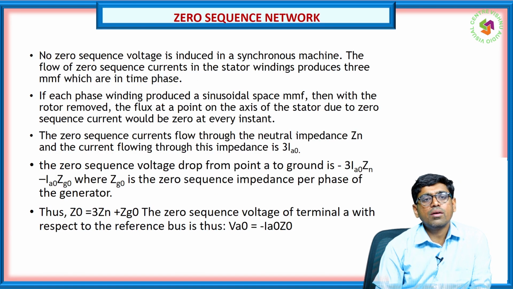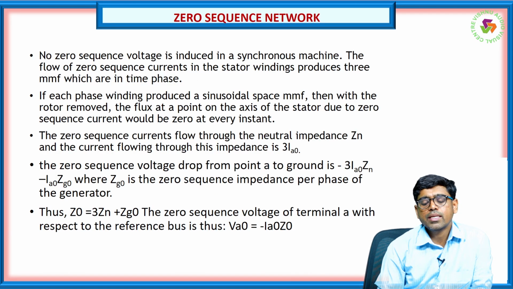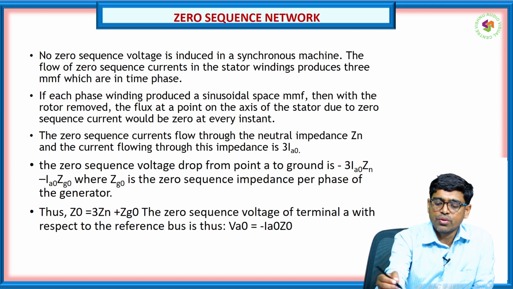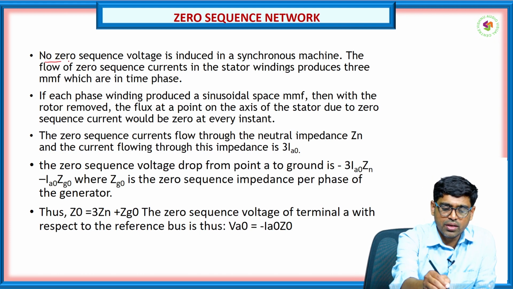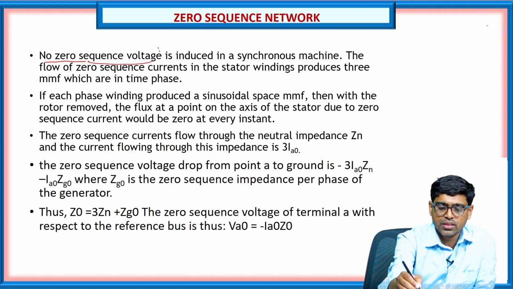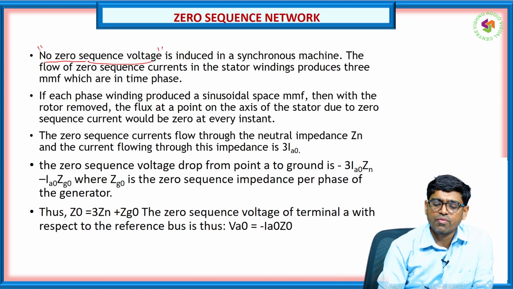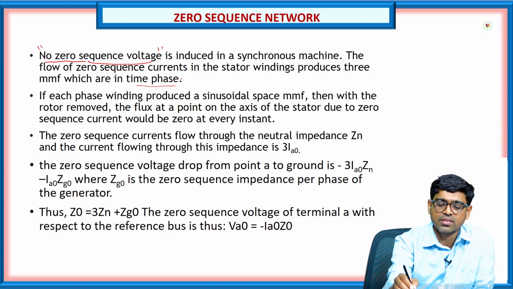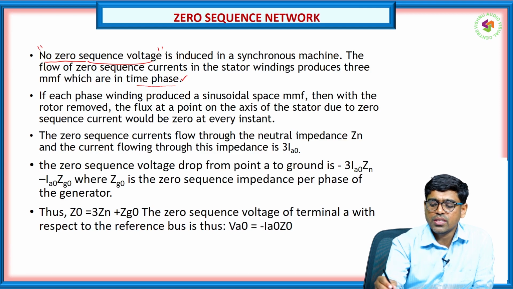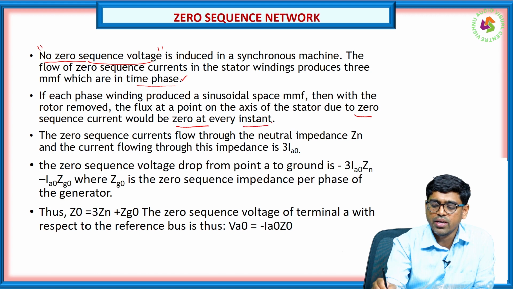So next, we have another network we need to represent, the zero sequence network for a synchronous machine. No zero sequence voltage is induced. Zero sequence voltage is also zero in a synchronous machine. The flow of zero sequence current in the stator winding produces three MMFs which are in phase. And if each phase winding produces a sinusoidal space MMF, then with the rotor removed, the flux at a point on the axis of the stator due to the zero sequence current would be zero at every instant.